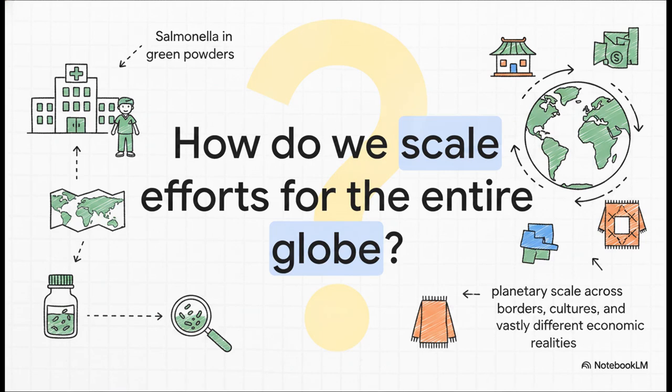So, we've got the 15-second hospital hub scrubs, and we've got national trackers chasing down salmonella in green powders. But here is the massive question. How do we scale these efforts for the entire globe? How does any single organization possibly manage health on a planetary scale, across borders, cultures, and vastly different economic realities?